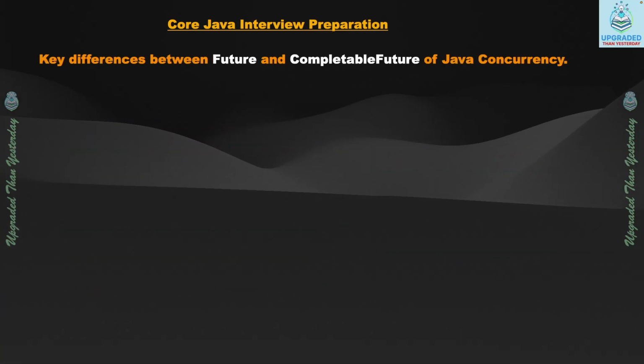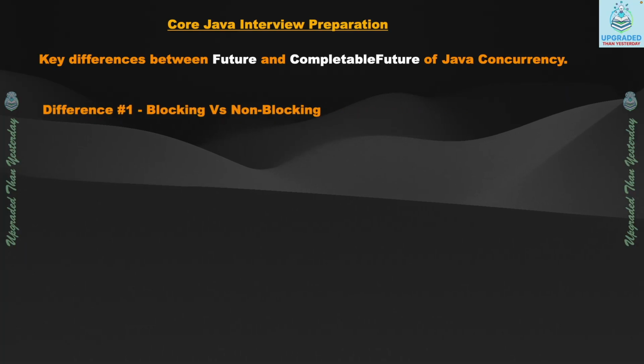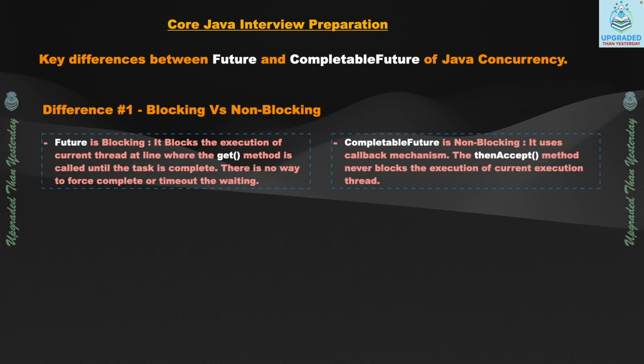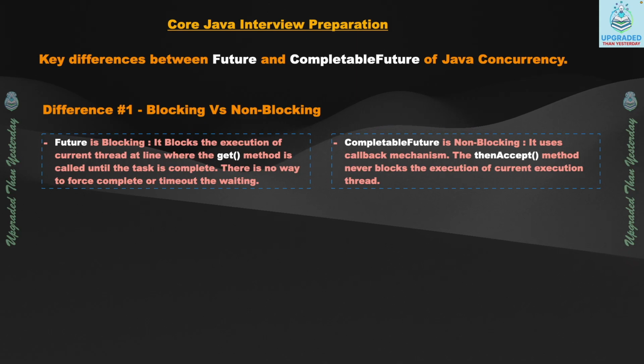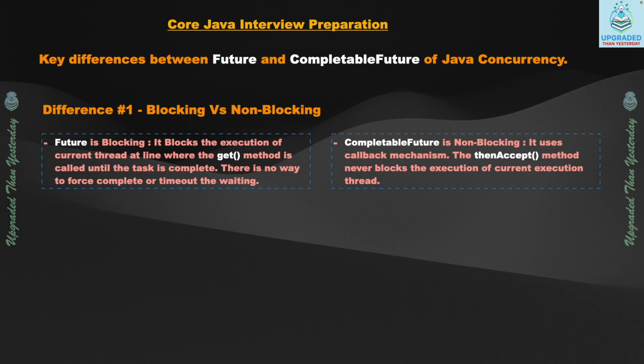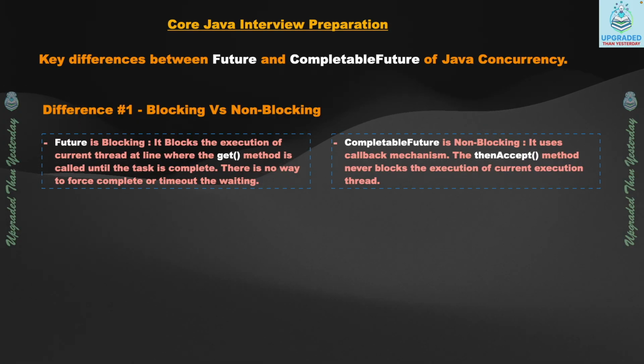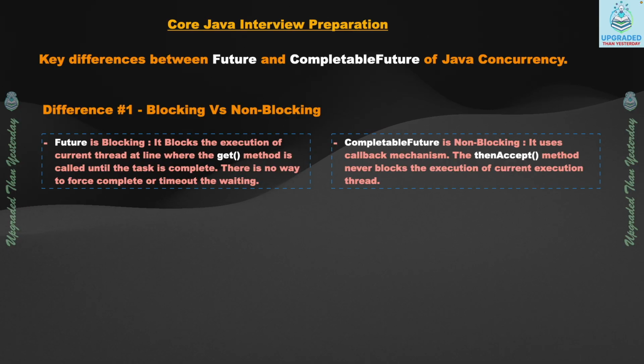Now let's understand the key differences between Future and CompletableFuture. The first difference, blocking versus non-blocking. When the get method of Future is called, it blocks the execution of the current executing thread until the result from the Future object is ready. Hence, Future is blocking. But CompletableFuture is using a callback mechanism. The thenAccept method never blocks the execution of the current executing thread. Hence, CompletableFuture is non-blocking.